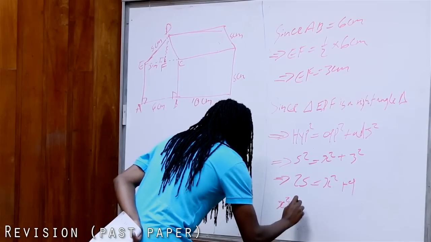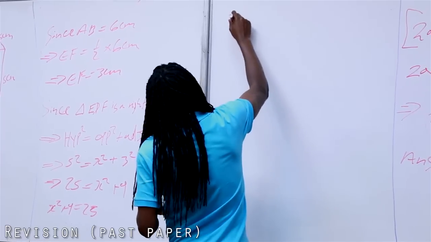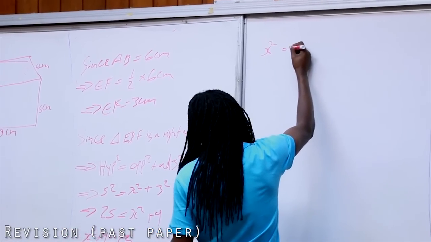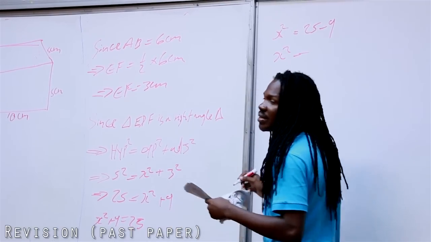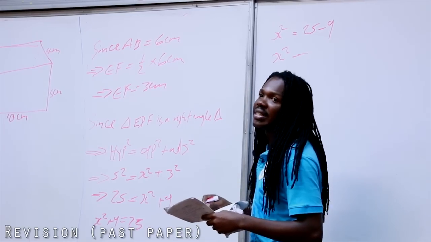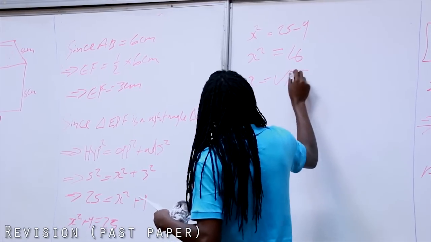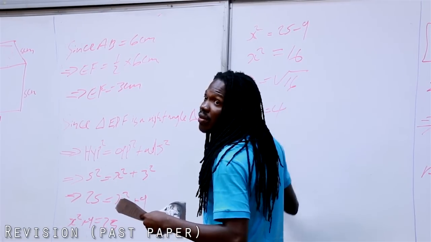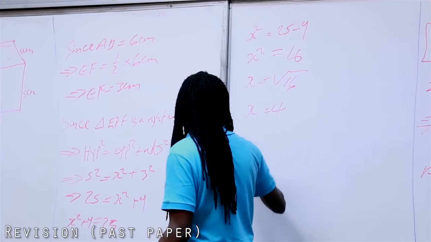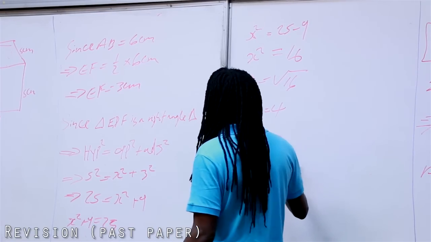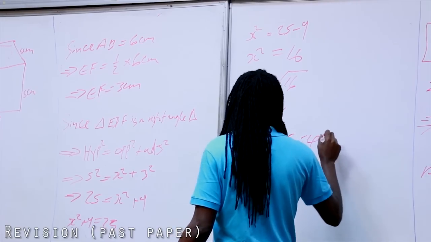X squared plus 9 equal 25. X squared equal to 25 minus 9, which is 16. X equals square root 16. X equals 4. So this implies DF equal 4 centimeter.